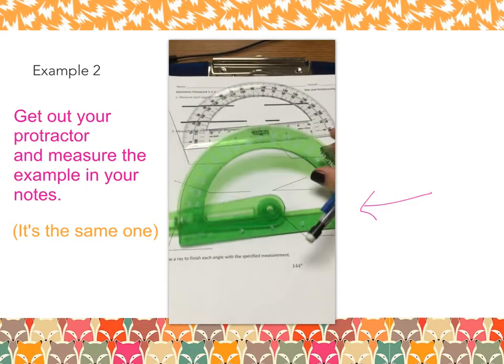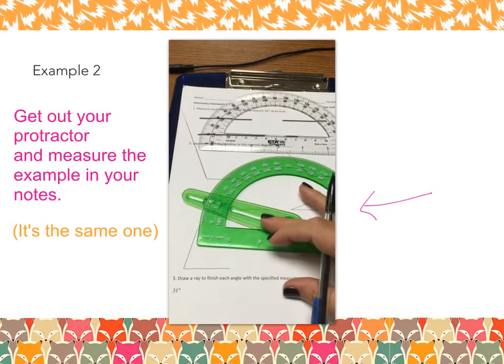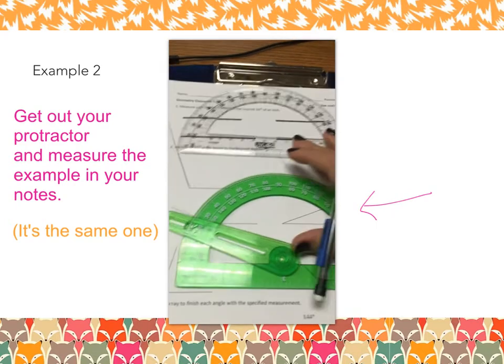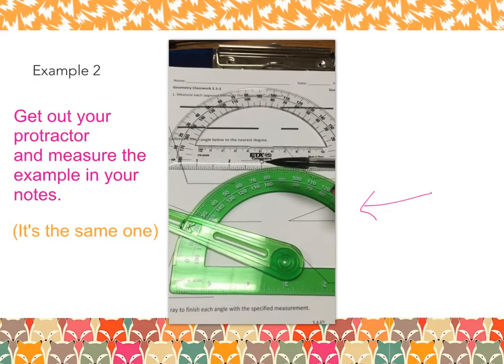Okay, we're going to measure angles with protractors. So the protractors can look really different. This one has a little arm that can be real helpful. Most of you don't have that kind, so I'm not going to use that. But we need to know how to set up our protractor.